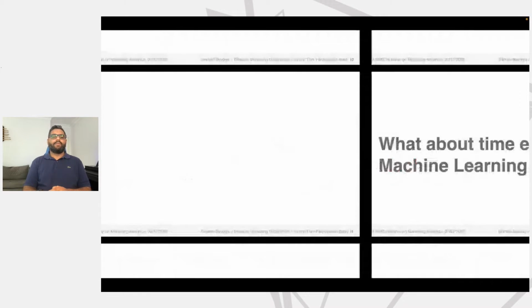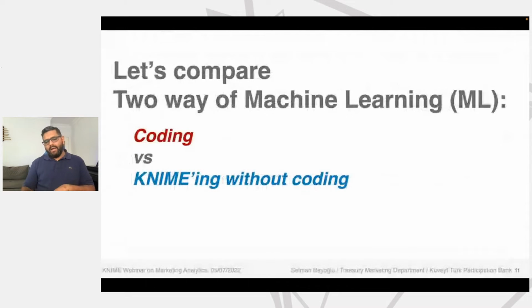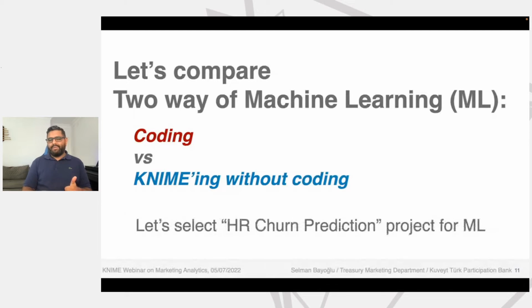Okay, here is how things are done by coding and by Knime. Let me just compare two ways of machine learning: coding versus Kniming without coding. And let's select HR churn prediction. You know, this data is available on the web. It's a very common one. Everybody who goes to university has this project to be solved. Okay, let's take it.